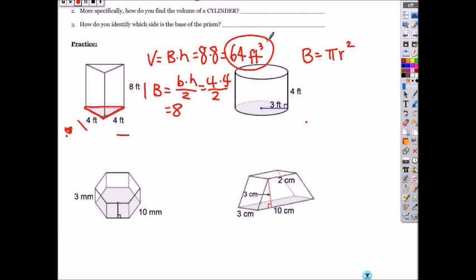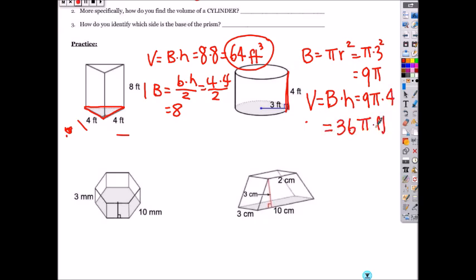What about the cylinder? So find the area of the base first. It is pi, what's the radius? 3 squared, which is 9 pi. You can leave your answer in terms of pi. Okay? So now volume is what? Base times height. Area of the base, 9 pi. What's the height? 4. So you get 36 pi feet cubed.